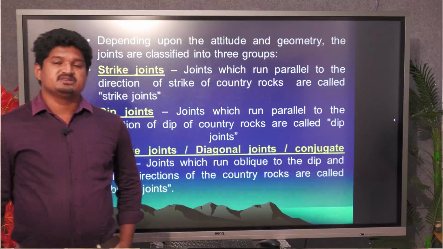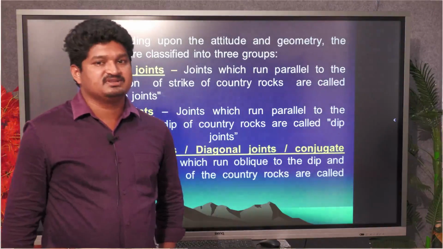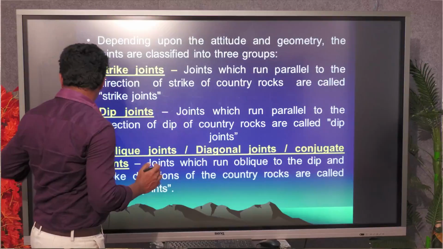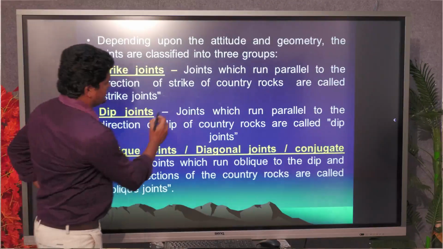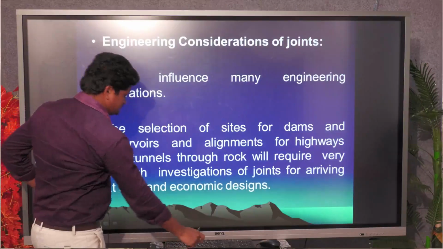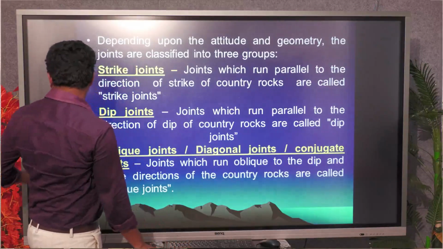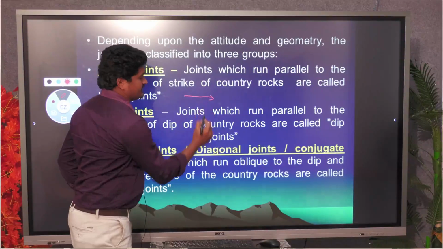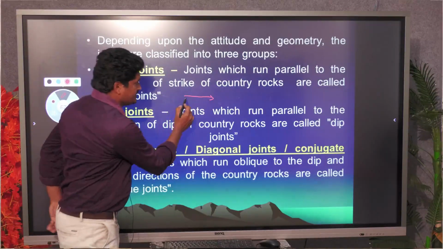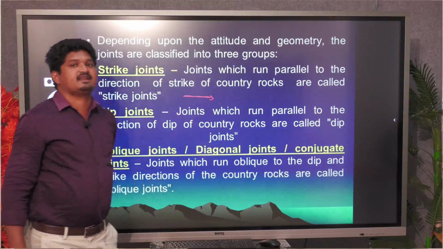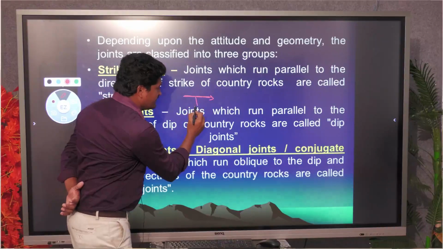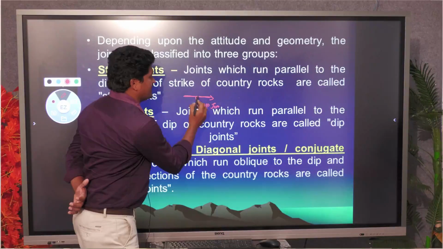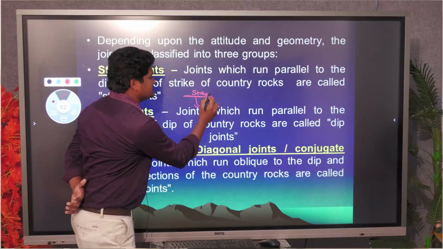Based on the direction, joints are divided into three types: dip joints, strike joints, and oblique joints. For example, we consider this as the strike of the joint. When the joints are developed along the strike direction, they are called strike joints. When the joints are formed along the dip direction, they are called dip joints.